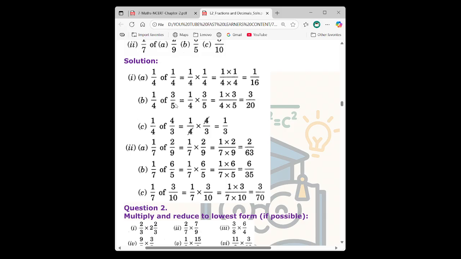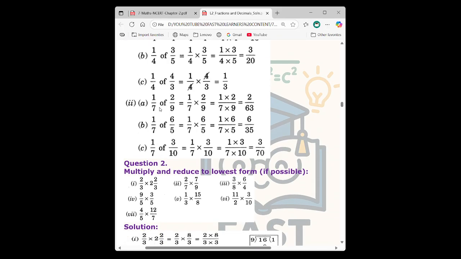1 upon 4 multiply by 3 upon 5. So 1 3s are 3, 4 5s are 20. This is the answer. 1/4 of 4 upon 3. Here 1/4 multiplied by 4 upon 3. Here 4 and 4, these 2 are cancelled. So 1 upon 3 is the answer. Now if you see 1 upon 7 of 2 upon 9. Here 1 upon 7 multiplied by 2 upon 9. So 1 2s are 2 and 7 9s are 63. So 2 upon 63 is the answer.